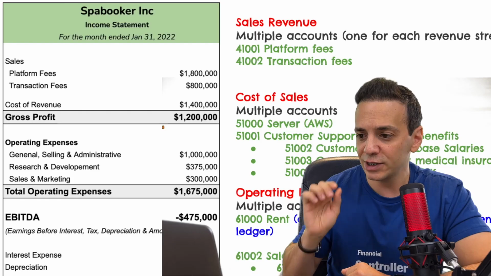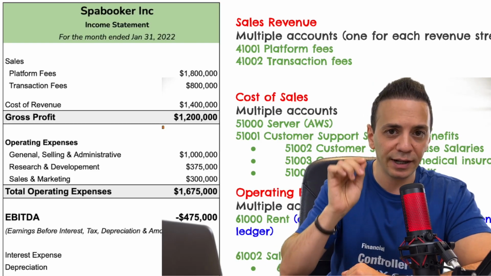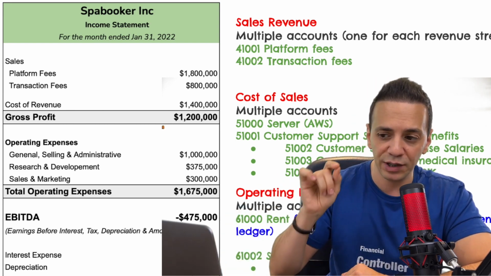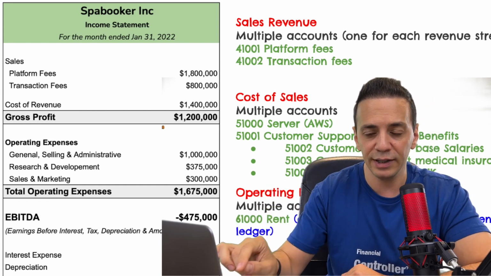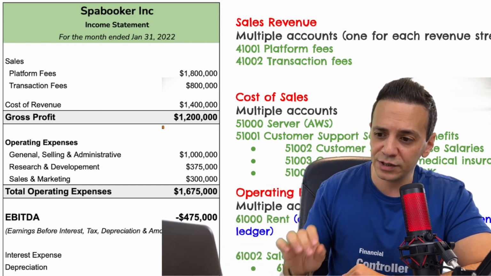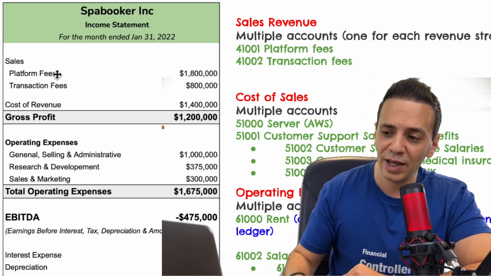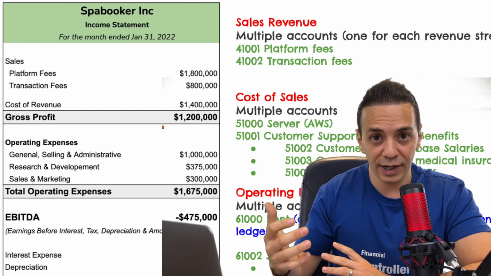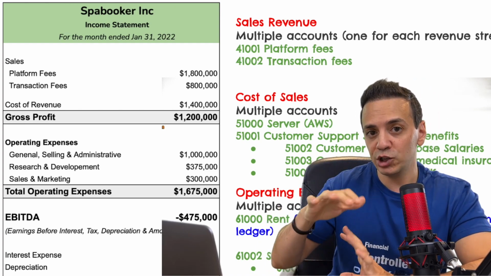retained earnings. All right, let's look at the income statement and come up with the accounts that will go in a chart of accounts from the income statement for SpaBooker. And we have the income statement here for the month ended January 31, 2022. So when we look at it, the first thing we'll see is sales or sales revenue. And you want to create multiple accounts in your chart of accounts, one for each of the revenue streams.